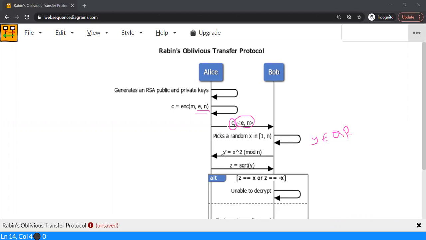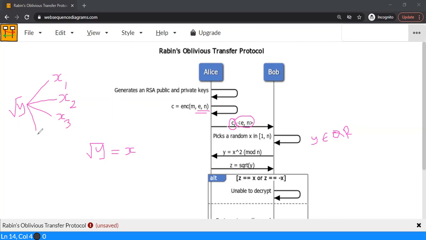Let's think through this. Alice is receiving Y from Bob, right? And then she's computing the square root of Y. So the square root of Y is nothing but X, right? That's the definition of square root. But remember, there are 4 possible square roots of Y. The square root of Y can be some number X1, X2, X3, X4. We don't know exactly which one, but she's going to pick one of the 4 possible square roots and send it to Bob.